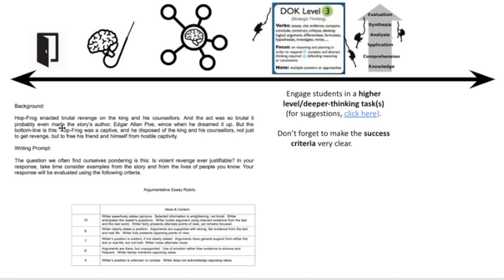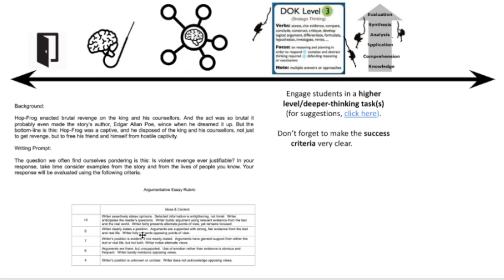The act was so brutal it probably even made the story's author, Edgar Allan Poe, wince when he came up with it. But the bottom line is this: Hop Frog was a captive, and he disposed of the king and his counselors, not just to get revenge, but to free his friend and himself from hostile captivity. So the question we find ourselves running into is: is violent revenge ever justified? So students are asked to formulate their own response and consider examples from the story and from the lives of people, reminding them their response will be evaluated with a predetermined set of criteria.